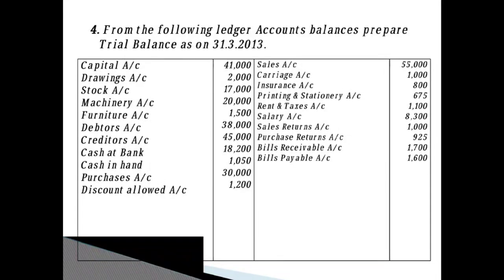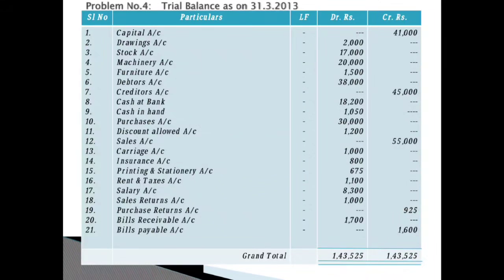The next you have purchase returns account, 925. Purchase returns means whatever goods we have purchased, we are returning. So it is a credit balance, which you have to record in a credit column. The 19th one, purchase returns account, credit column, rupees 925.